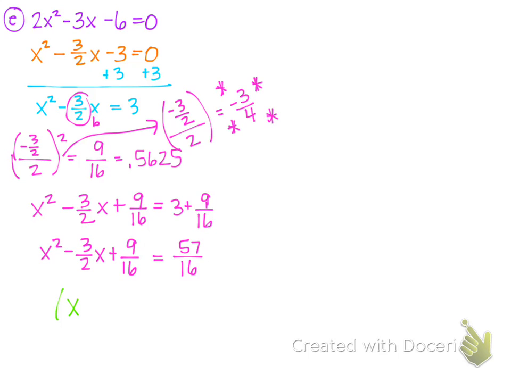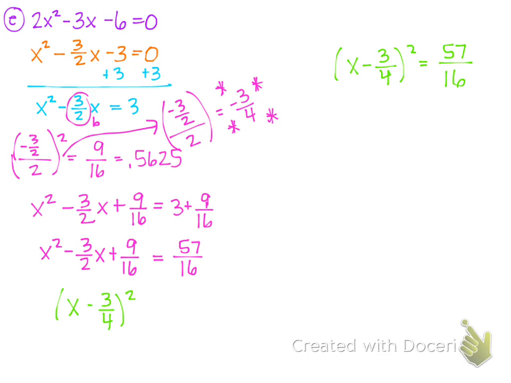So once you notice this pattern, you don't really have to factor. So we have x minus 3/4 squared is what this guy right here is going to factor to. So now, let's come up here to the top. So we have x minus 3/4 squared is equal to 57/16. Ugh, that's okay.